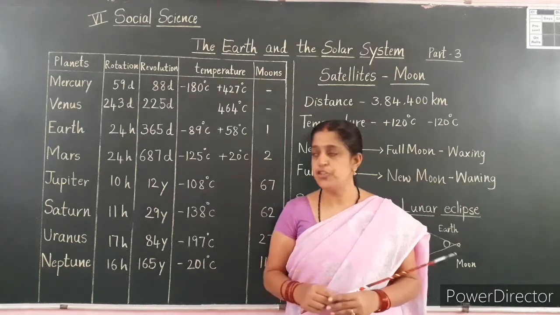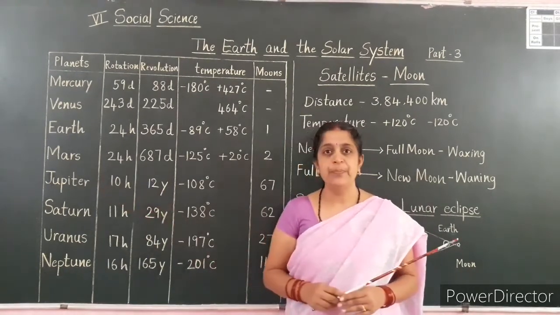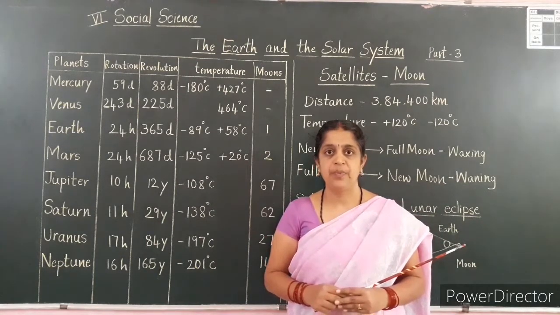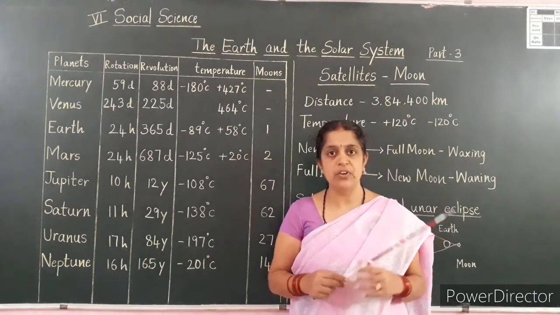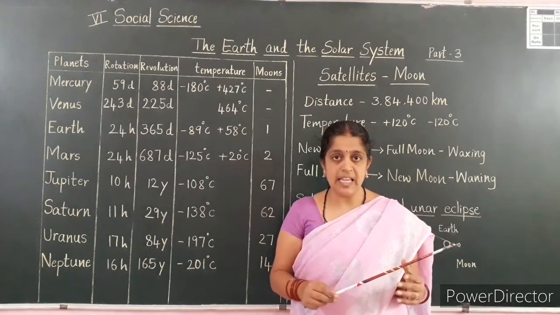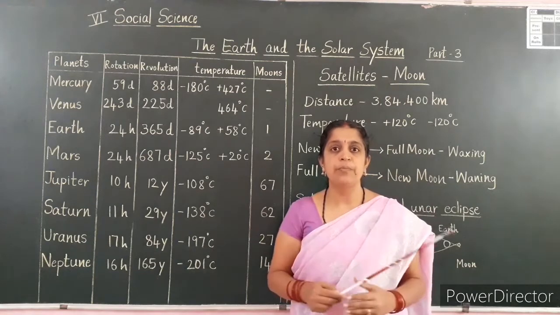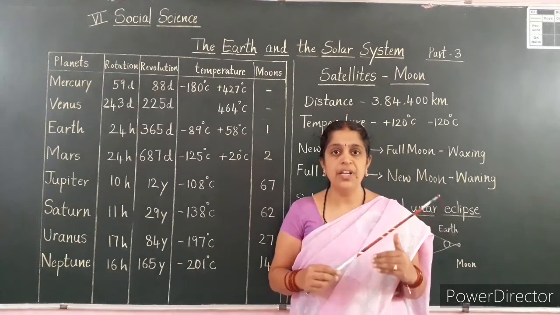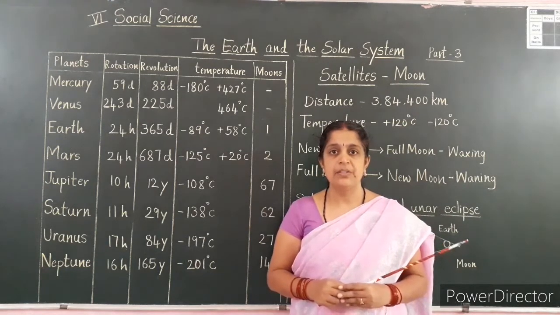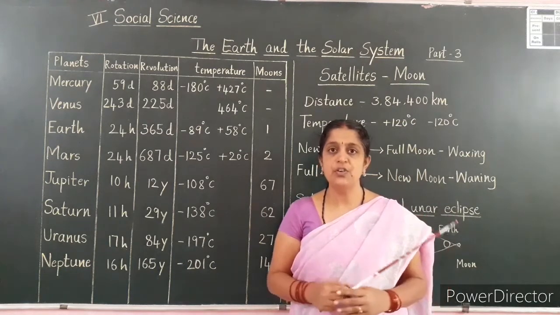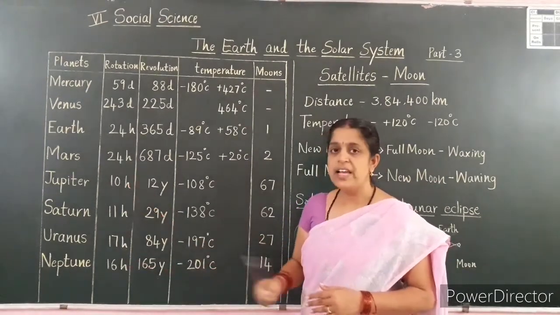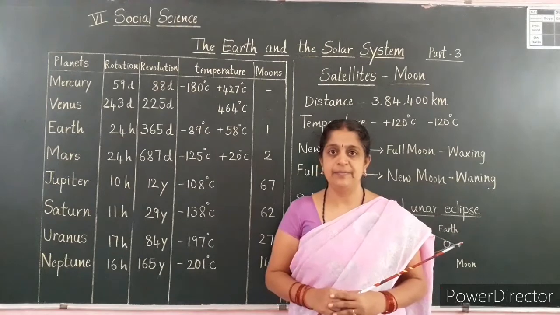Another great feature about Jupiter is the great red spot near the equator. You can see the great red spot on the surface of Jupiter. This is nothing but a giant storm blowing heavily at high speed. So outer planets are called giant planets.